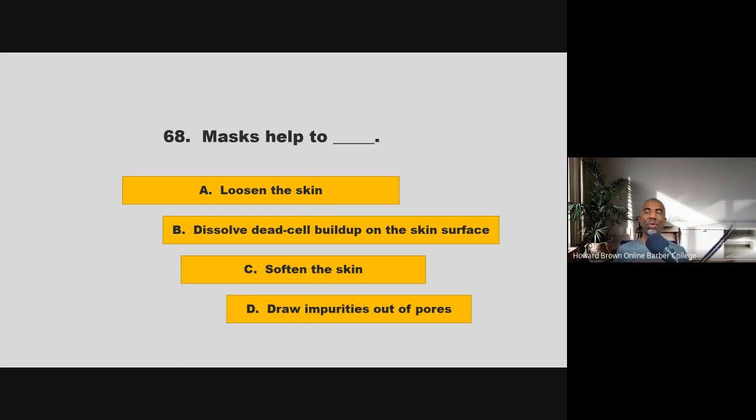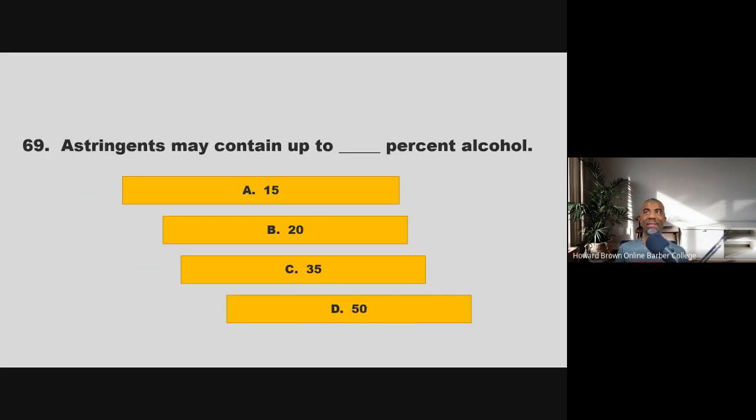Masks help to blank. Is it loosen the skin, dissolve dead cell buildup on the skin surface, soften the skin, or draw impurities out of pores? If you chose D, draw impurities out of pores, you are correct.